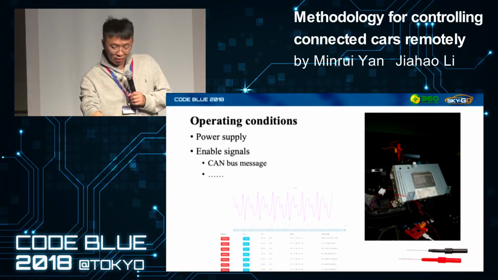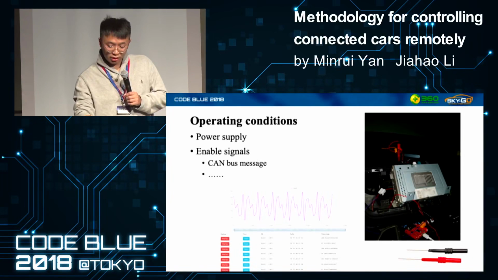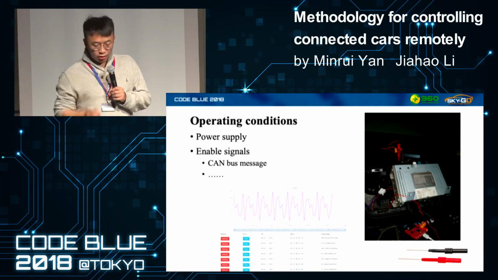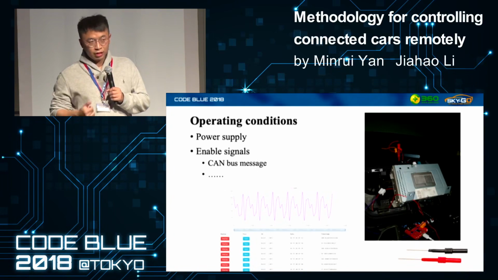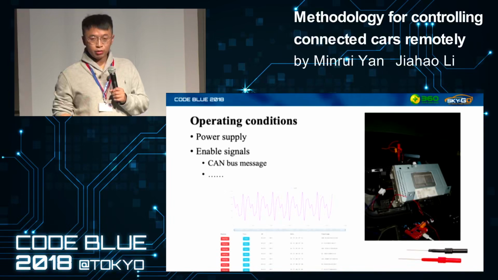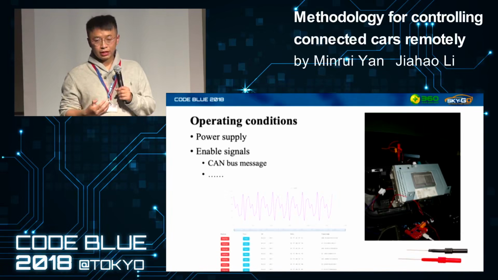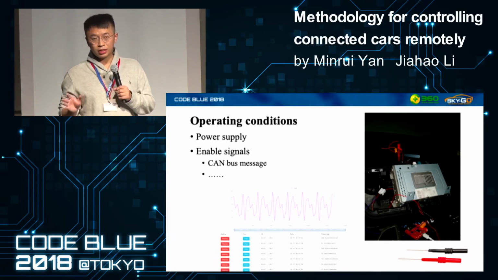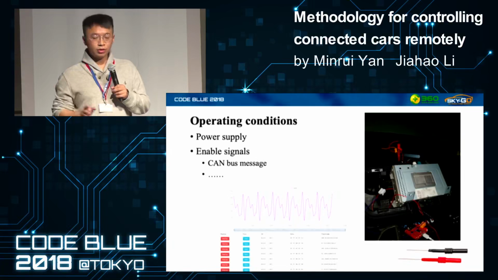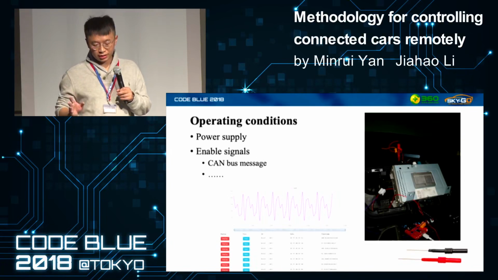This is a chart of CAN messages. So you have to record the CAN messages before you start the engine, and you record for a while. Then you start the engine and record the other data packets, and diff them. So maybe you can find some differences. That is the result you need.